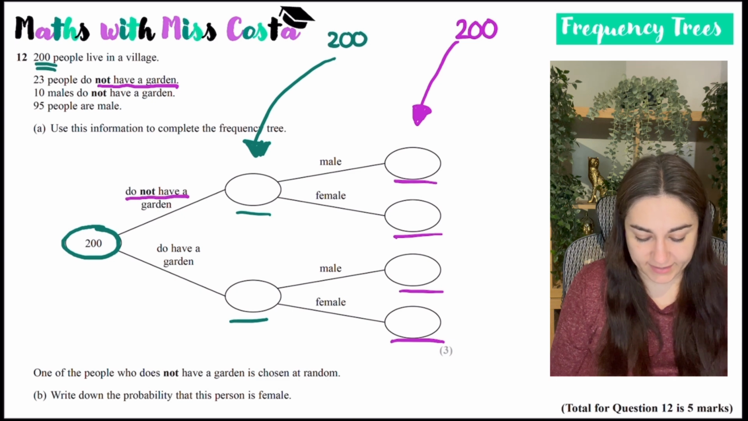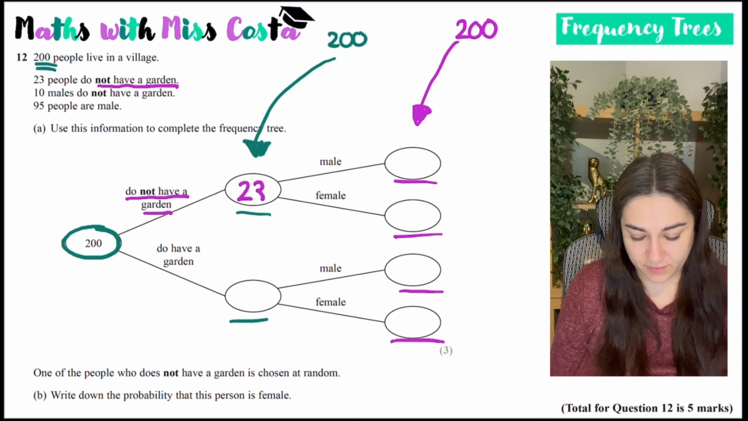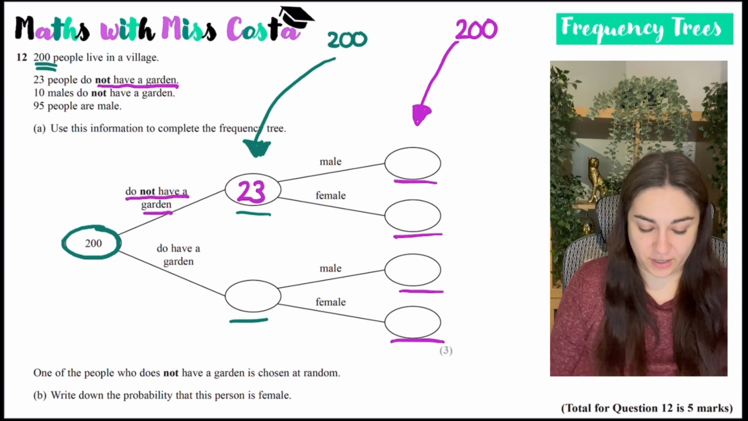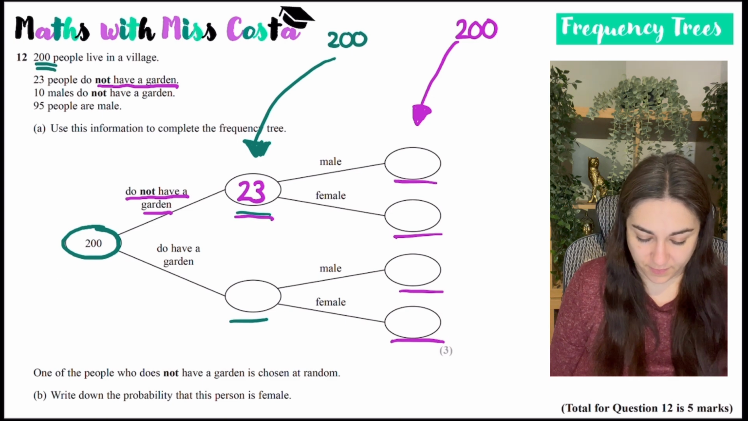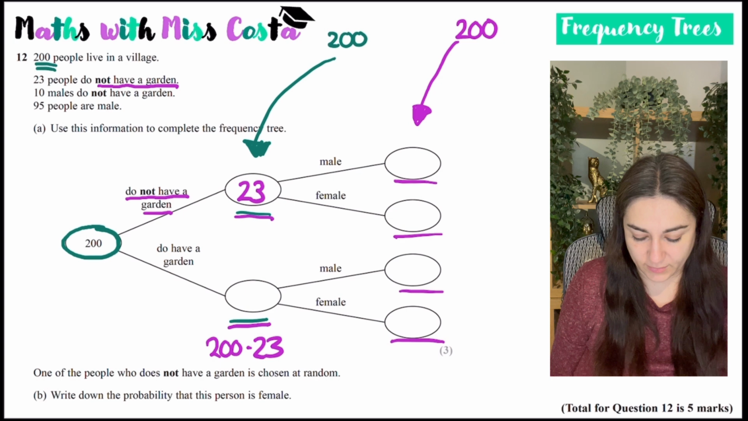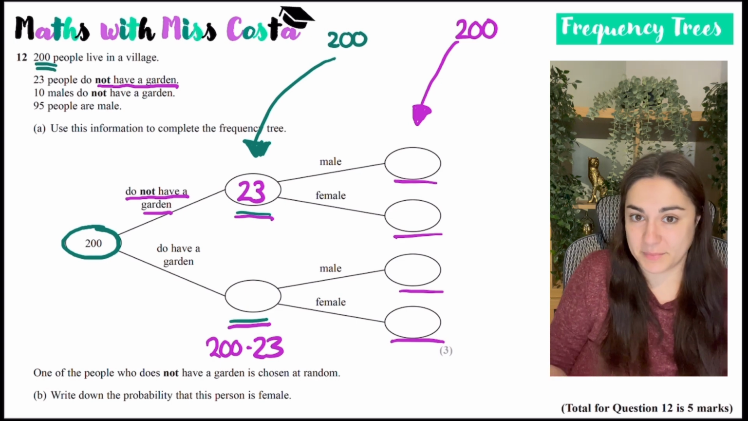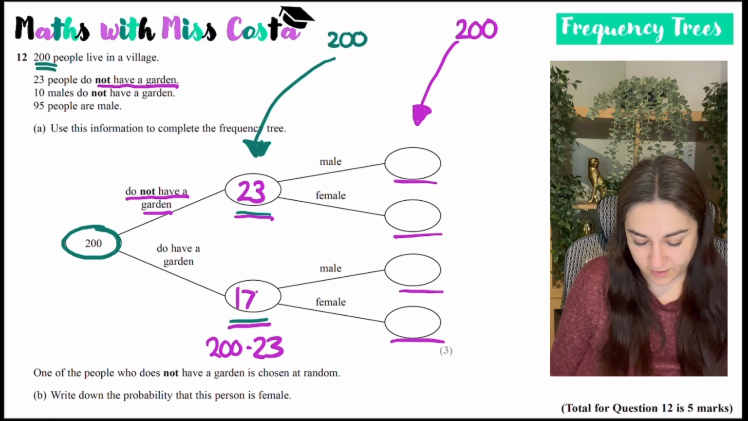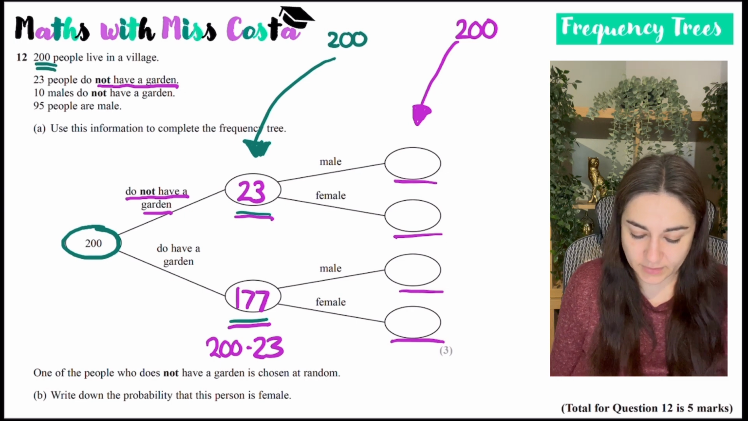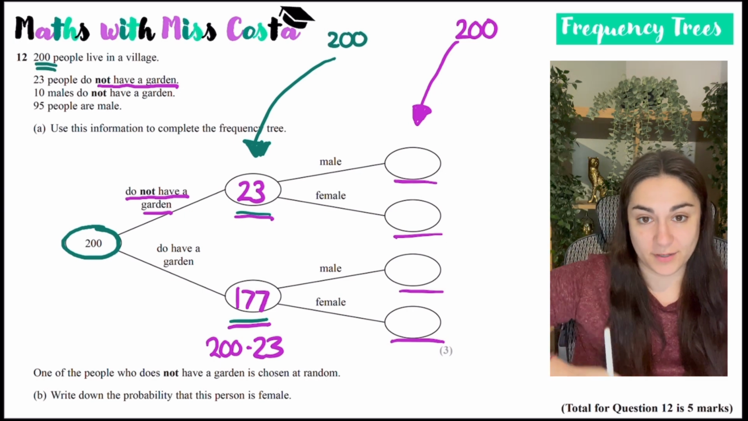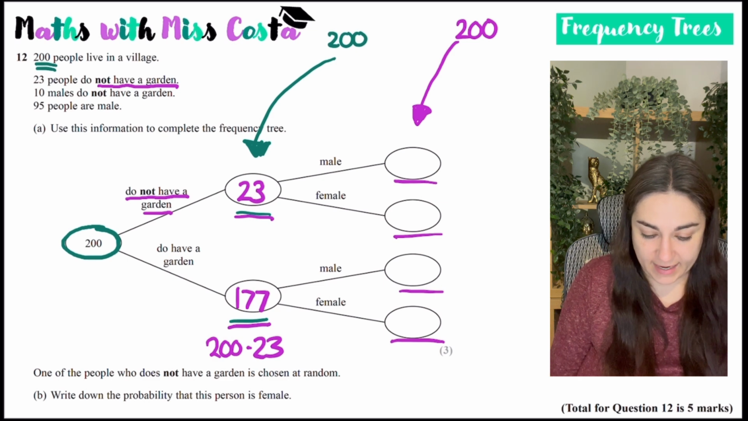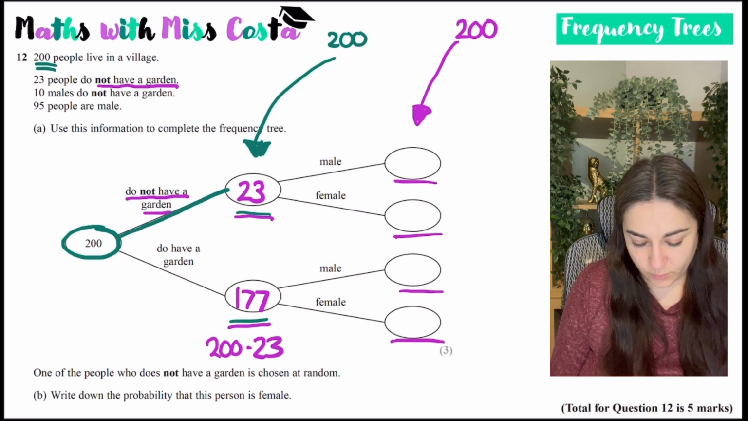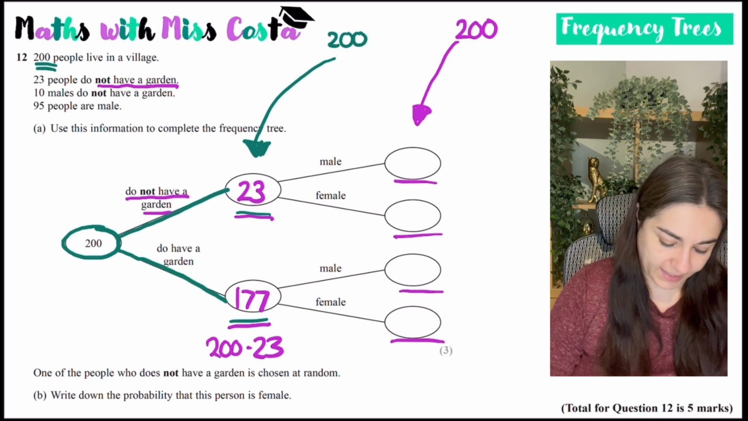So I look at where it says do not have a garden, and I'm going to write 23. Now, if I know that my total of this plus this must be 200, I can do 200 take away 23 to figure out how many must have a garden. So 200 take away 23 gives me 177. So I know that my total columns must add up to the total, and then also each little branch needs to add up to what it came from.